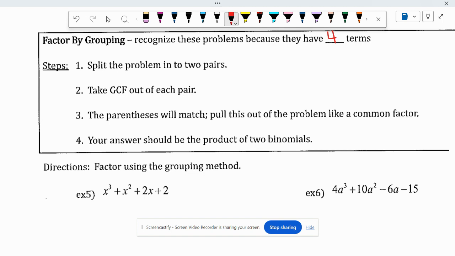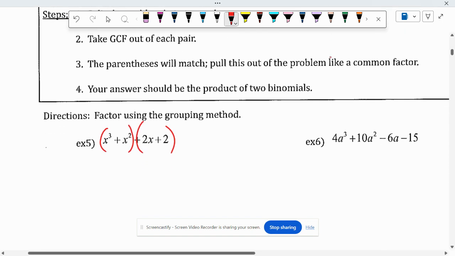We're going to take the problem and divide it into 2 groups. And we're going to look for the greatest common factor out of each pair. So the parentheses are going to match up. So we're going to look at this first example. We're going to take these 4 terms and break them up into 2 groups. This is called the grouping method, right? We've done this before. So I'm going to look in each grouping, each parenthesis, and ask myself, what is the greatest common factor in this group?